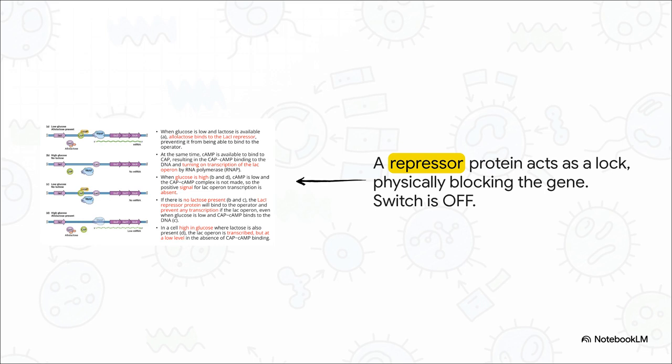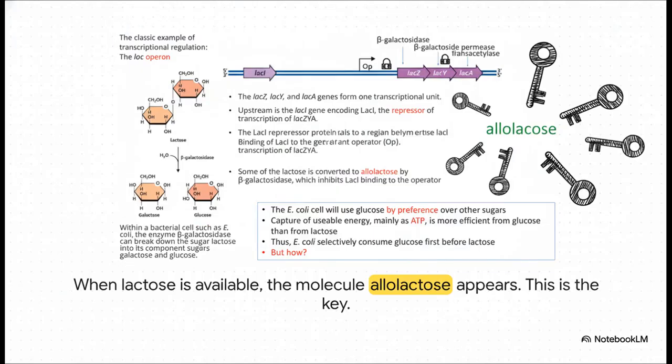Now, normally when there's no lactose around, this repressor protein acts like a big, heavy lock. It clamps right down onto a specific spot on the DNA called the operator. You can think of that as the keyhole. And by doing that, it physically blocks the cell's machinery from reading the gene. The switch is definitely off. But what happens when lactose finally shows up to the party? Well, the cell cleverly converts a little bit of it into this molecule here, allolactose. And this little guy is the specific custom-made key that's designed to fit our protein lock.